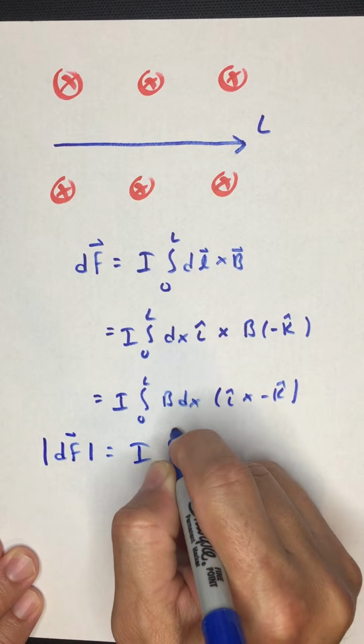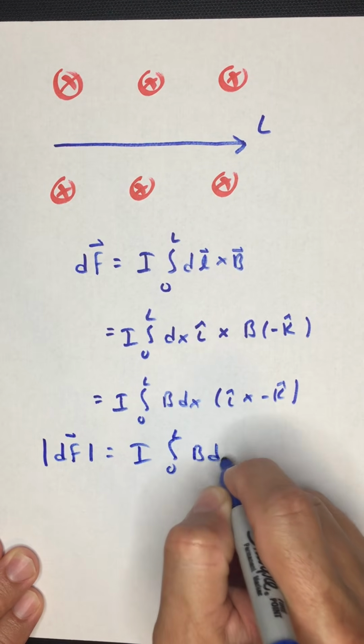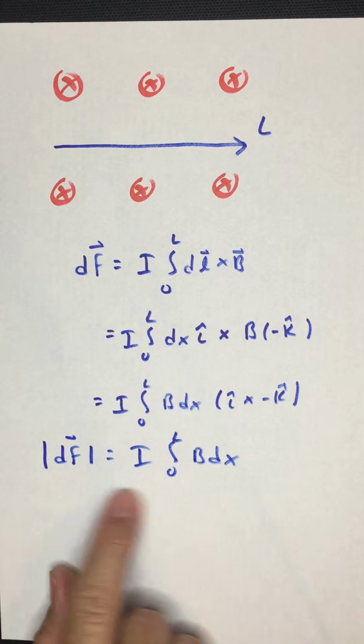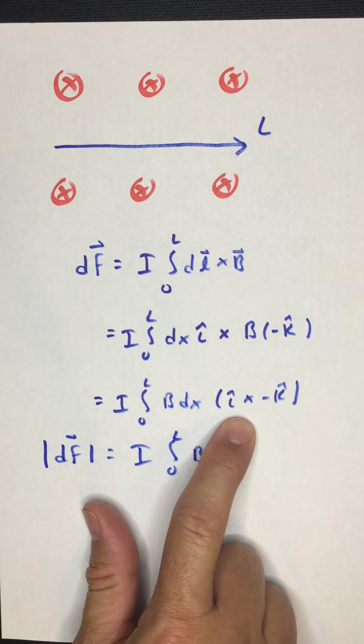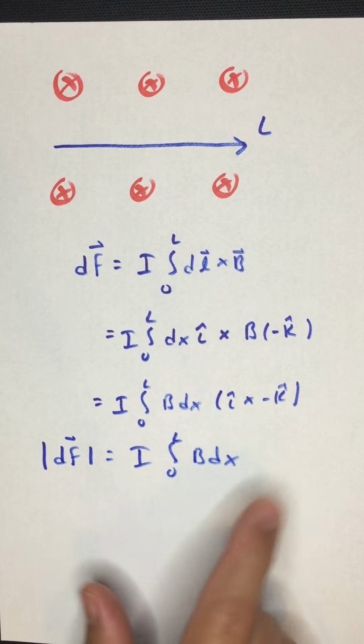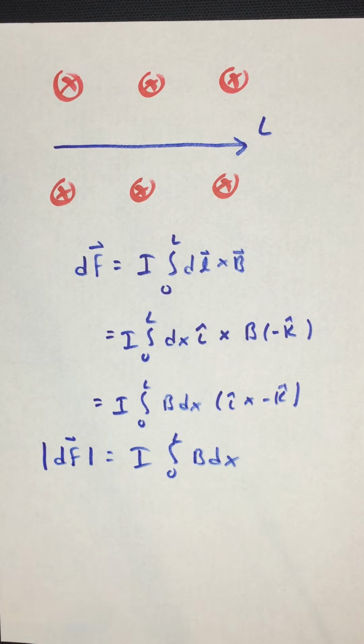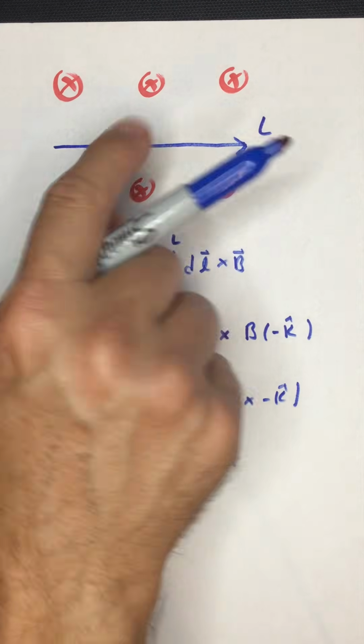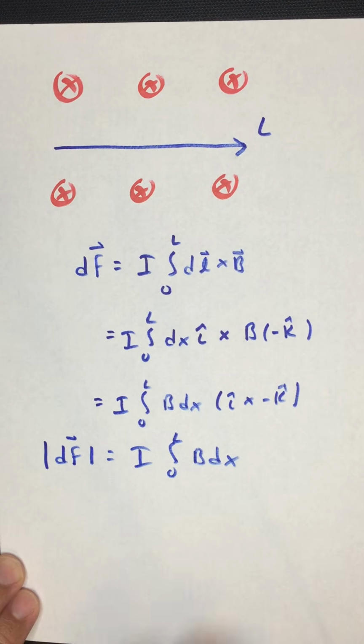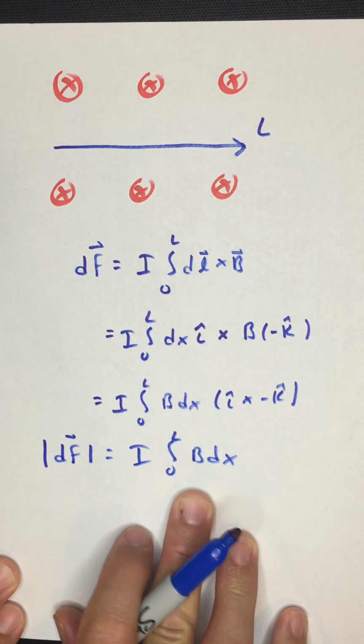I integral 0 to L of b dx. What have I done? I've taken the absolute value over here. This is going to be a unit vector, by absolute value that's 1. And so what I'm doing is I'm throwing away the directional information here, and I'm going to add it back in later by inspection. All right. Hopefully that's clear.